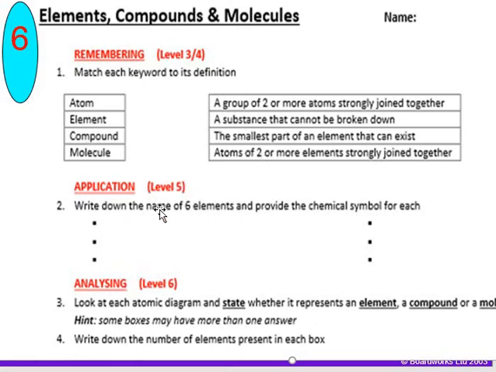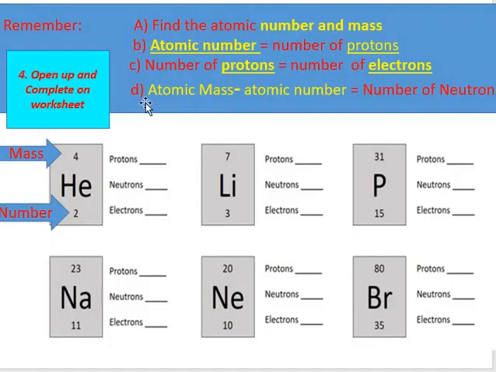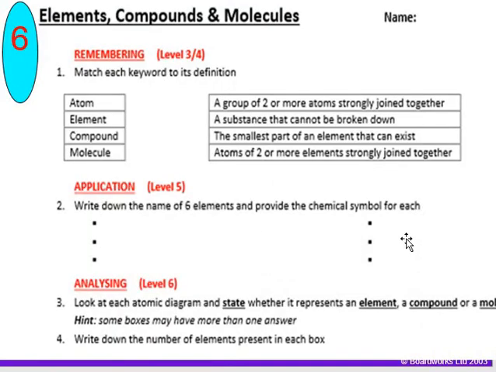Number 2, it's asking you now to write down 6 elements. Obviously you find them in the periodic table, and what is the symbol. So here you were given 6 elements. You were given the symbol, but what is the name? And when we do symbols, we always start the symbol off with a capital because it's got a name. Different elements have different names, like He stands for helium. So you are now writing 6 elements in here and the symbol. Pause.